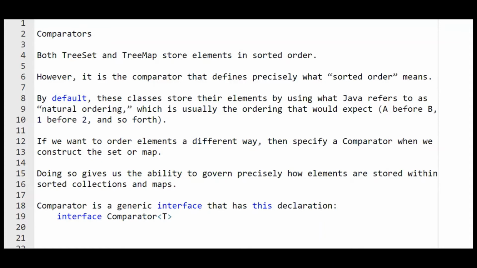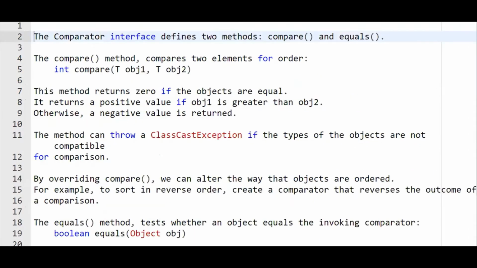The Comparator interface has two methods. Those methods are compare and equals. So the interface has this syntax. The compare method compares two elements for ordering. Two objects must be passed to this compare method, that is object 1 and object 2.